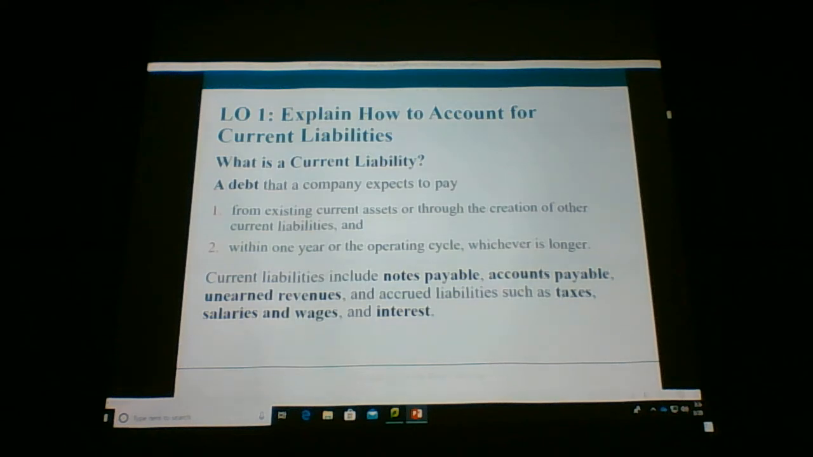It says current liabilities include notes payable, accounts payable, unearned revenues. Unearned revenues is most definitely a liability. And then we have some accrued liabilities such as income taxes and payroll taxes, salaries, and interest. Okay, if we know that we're going to be paying interest, we would simply call that interest payable. Okay, I should probably point out also that notes payable can be current or non-current. Okay, they can be current or non-current.